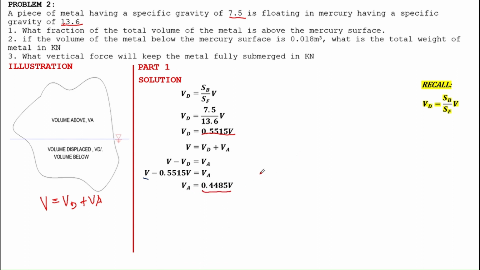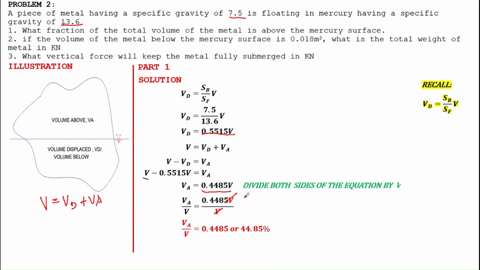Since we are after the fraction of volume above to total volume, we will divide both sides of the equation by V. We get the fraction of volume above to total volume is 0.4485, or in percent, that is 44.85%.